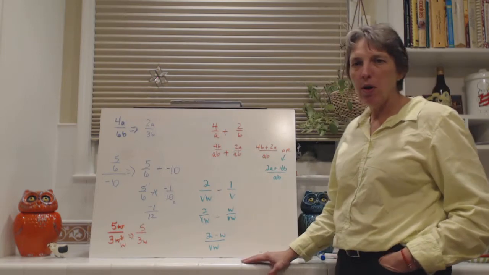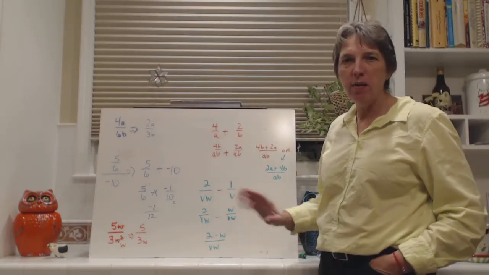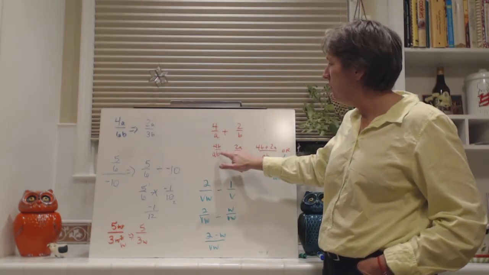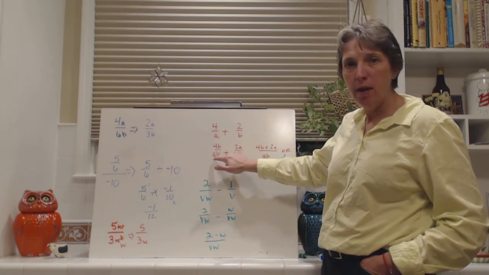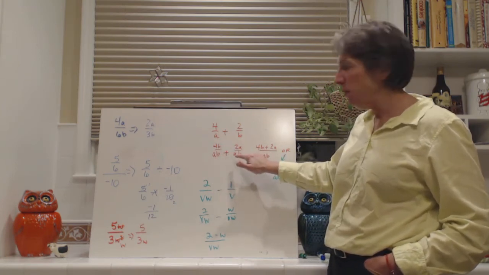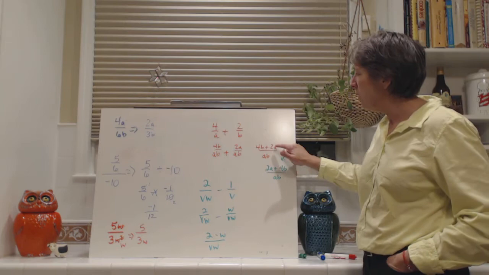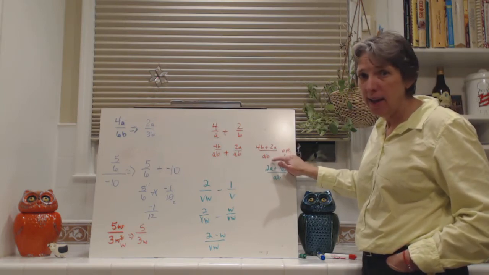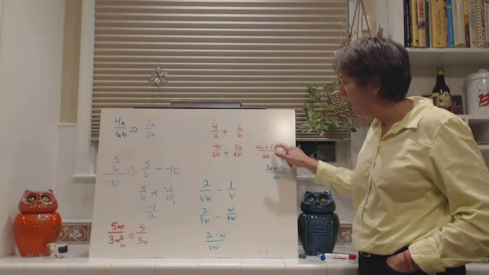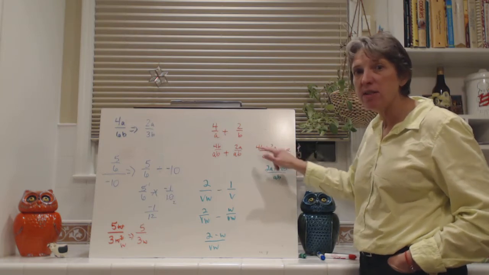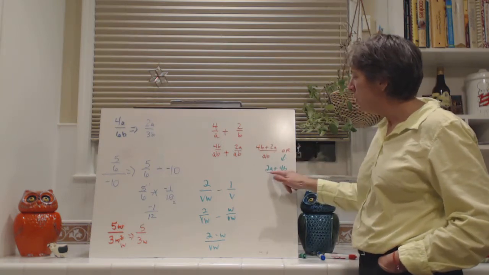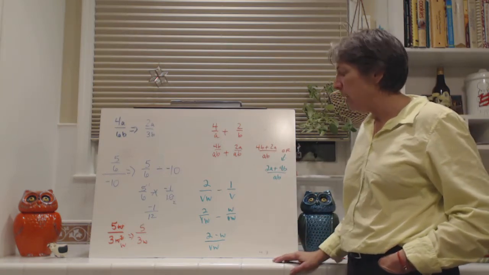Now here's the tricky part. The common denominator for a and b is ab. When I converted it, I get 4b over ab plus 2a over ab. I get 4b plus 2a over ab. I cannot cancel because I have to have an a or a b or something in every single term. Or you can put 2a over 4b equals ab.